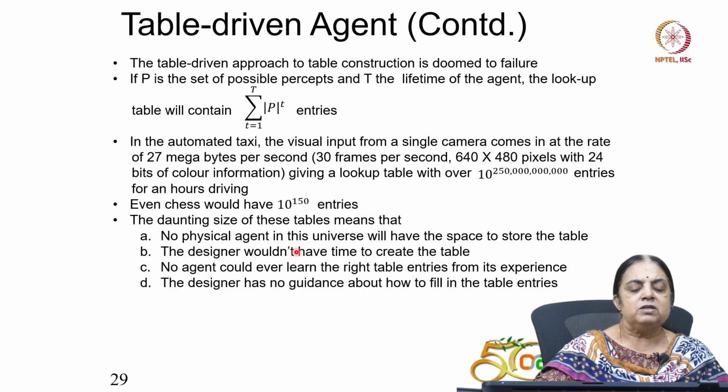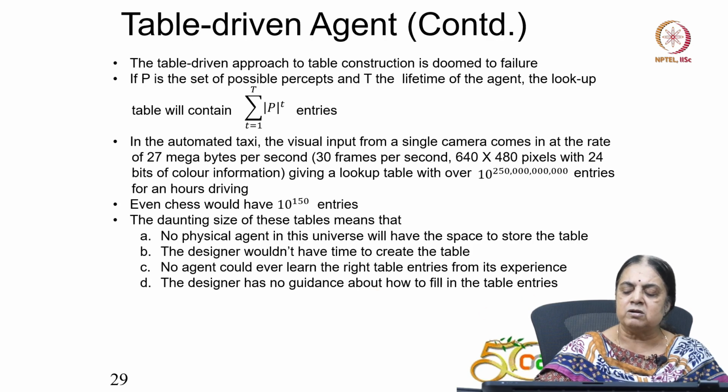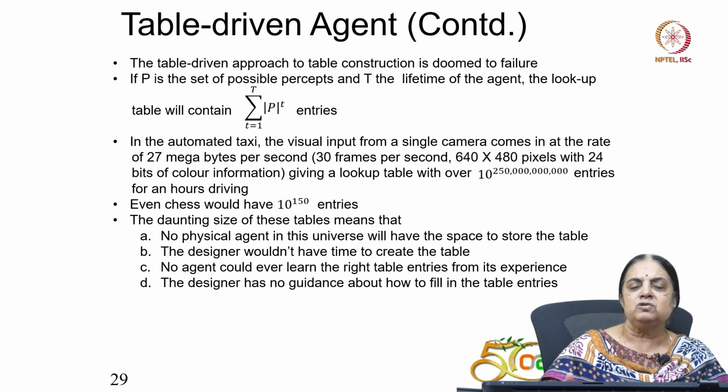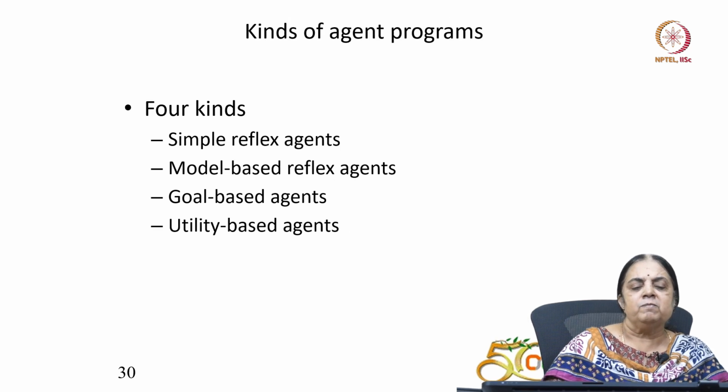So what happens when the size of the table becomes big? No physical agent will have the space to store the table. The designer wouldn't have time to create the table. No agent would ever learn the right table entries from its experience. And the designer has no guidance about how to fill in the table entries, right? So these are some problems with the table driven type of agent. It can be used only in very minor places.